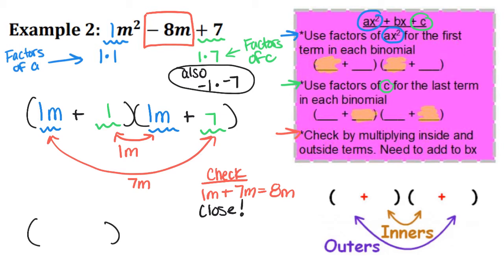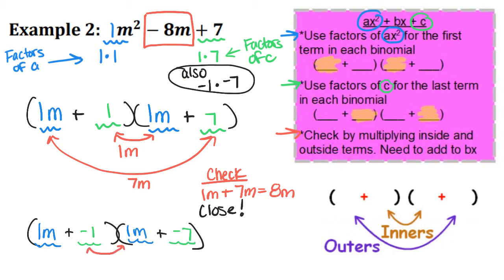Okay, so let's try another set of binomials. So this will be guess and check, take 2. I'm still going to use that 1m in the first spot. But instead of the positive 1 and positive 7, I'm going to use negative 1 and negative 7 in that second spot. And now I'm going to do my little check here.